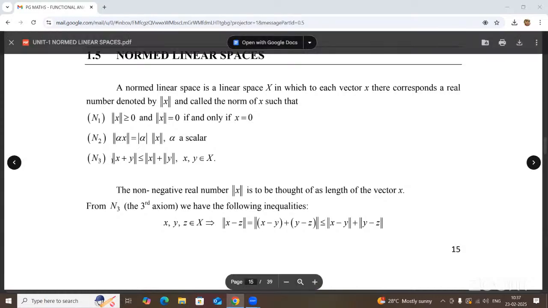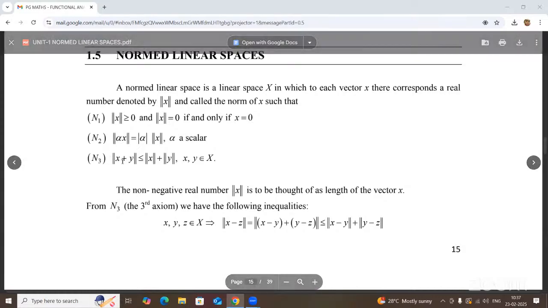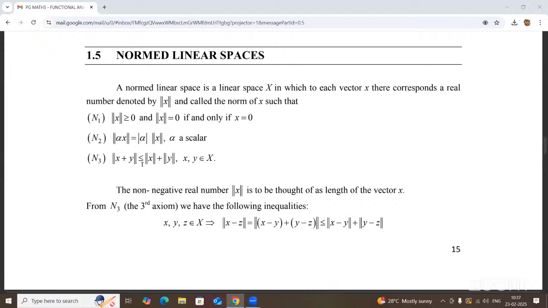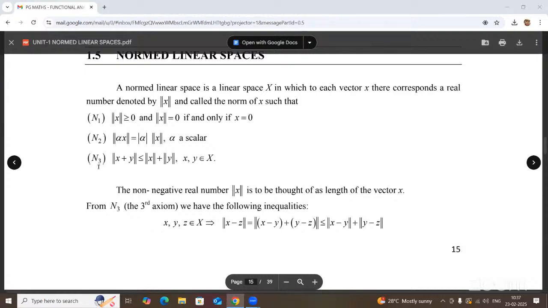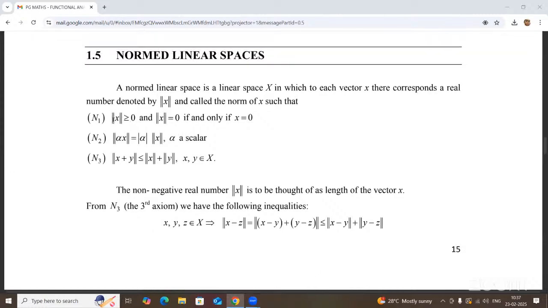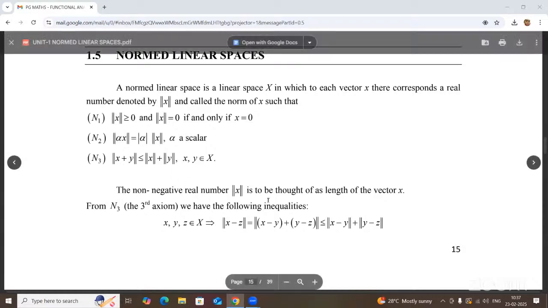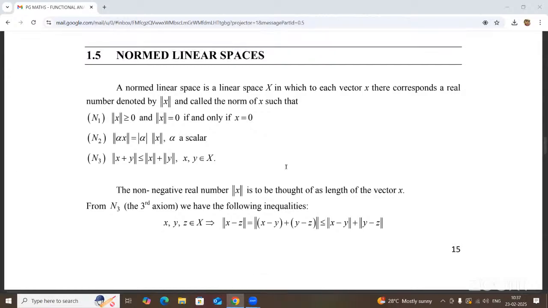Now, the third condition, triangle inequality. What is the triangle inequality? Norm x plus y cannot exceed, that is, norm x plus y is less than or equal to norm x plus norm y. That is the triangle inequality. When these three conditions are satisfied throughout the vectors or elements of our linear space, the first one is the positivity condition, the second one is the scalar multiplication in the norm, and the third condition is the triangle inequality. When these three are satisfied, that is called a normed linear space.